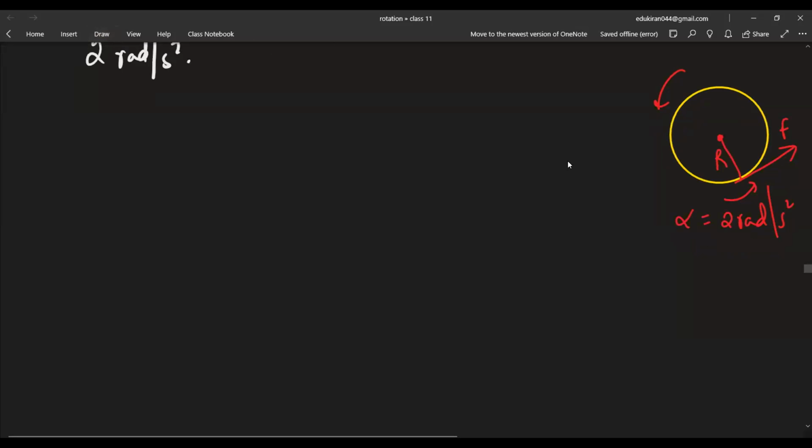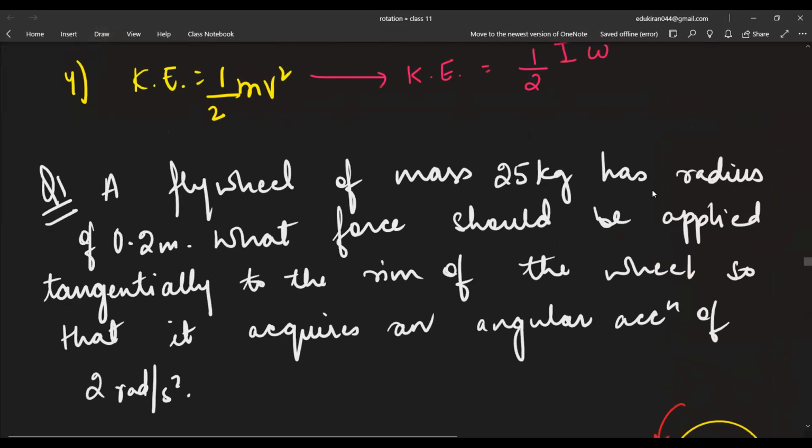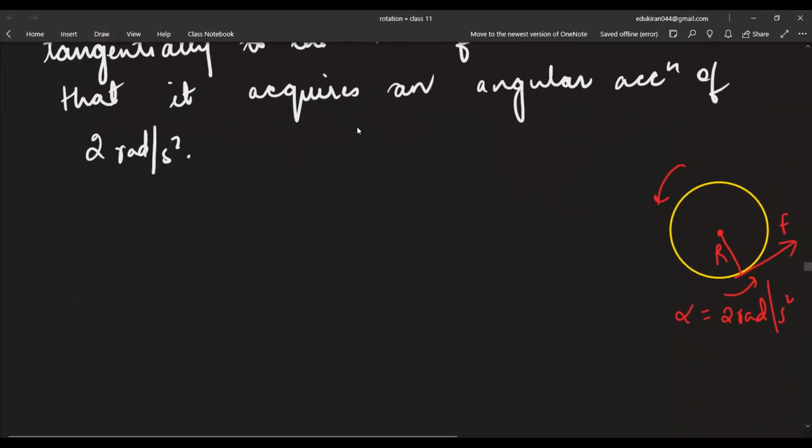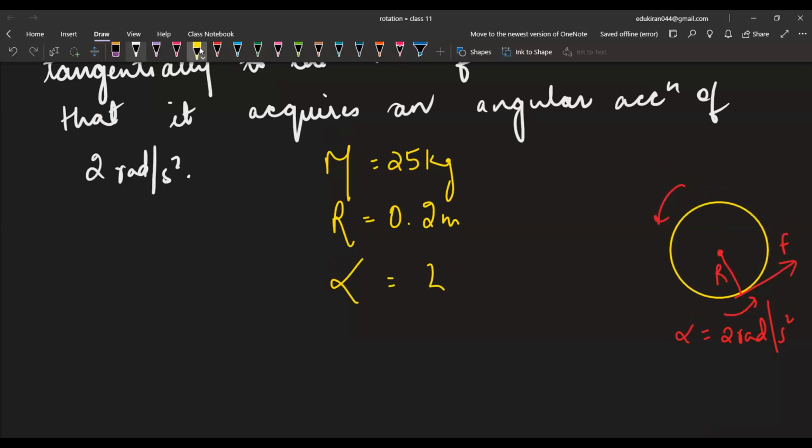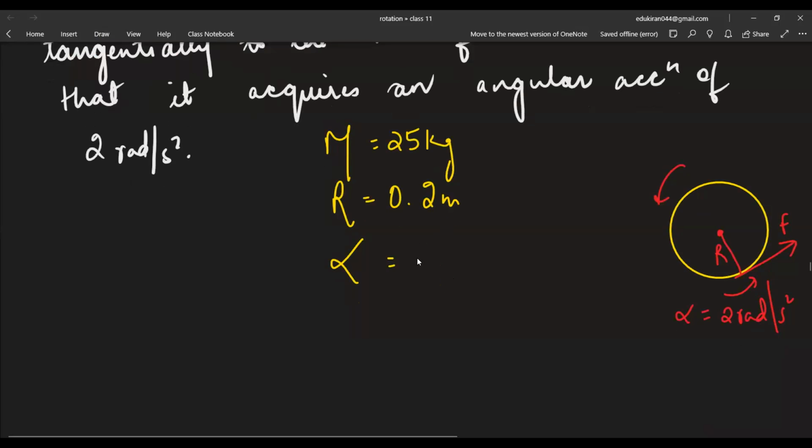See, a flywheel of mass 25 kg has a radius of 0.2 meters. Means mass is 25 kg. Radius is 0.2 meters. Angular acceleration is 2 radian per second square. This is what we want.